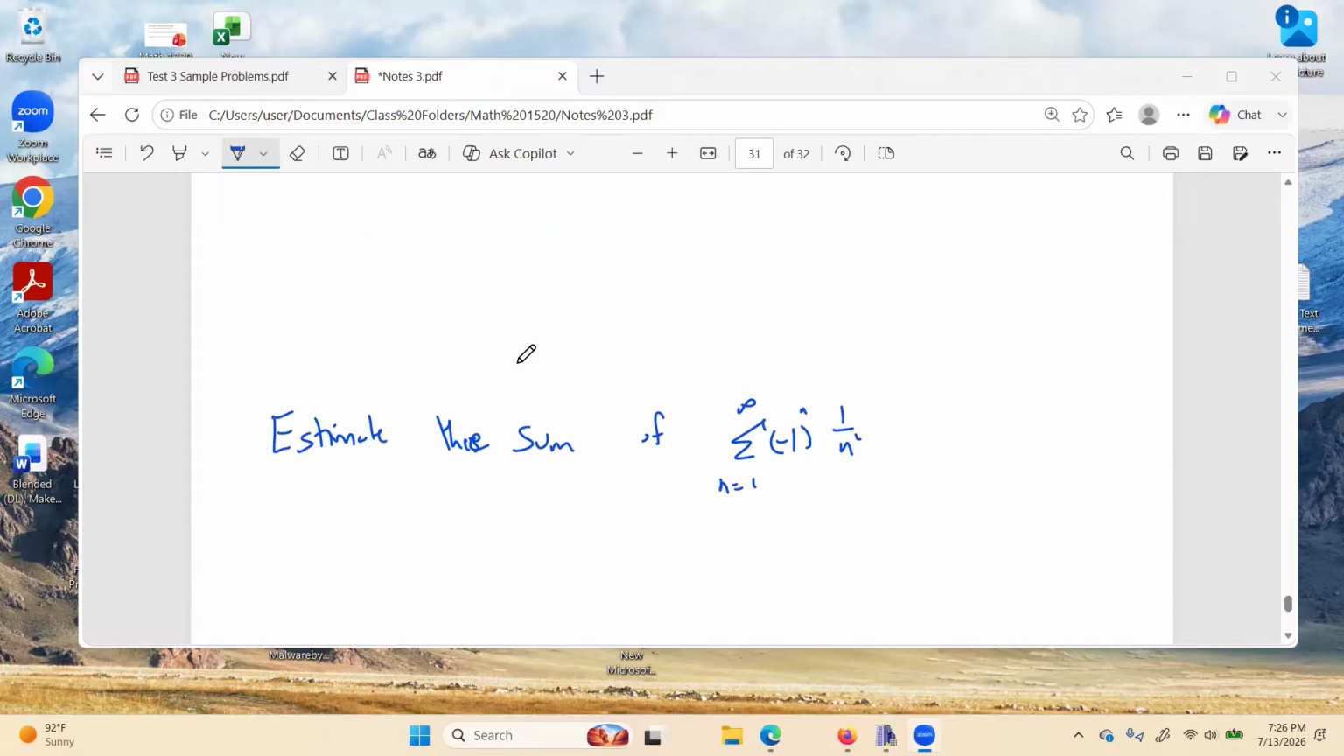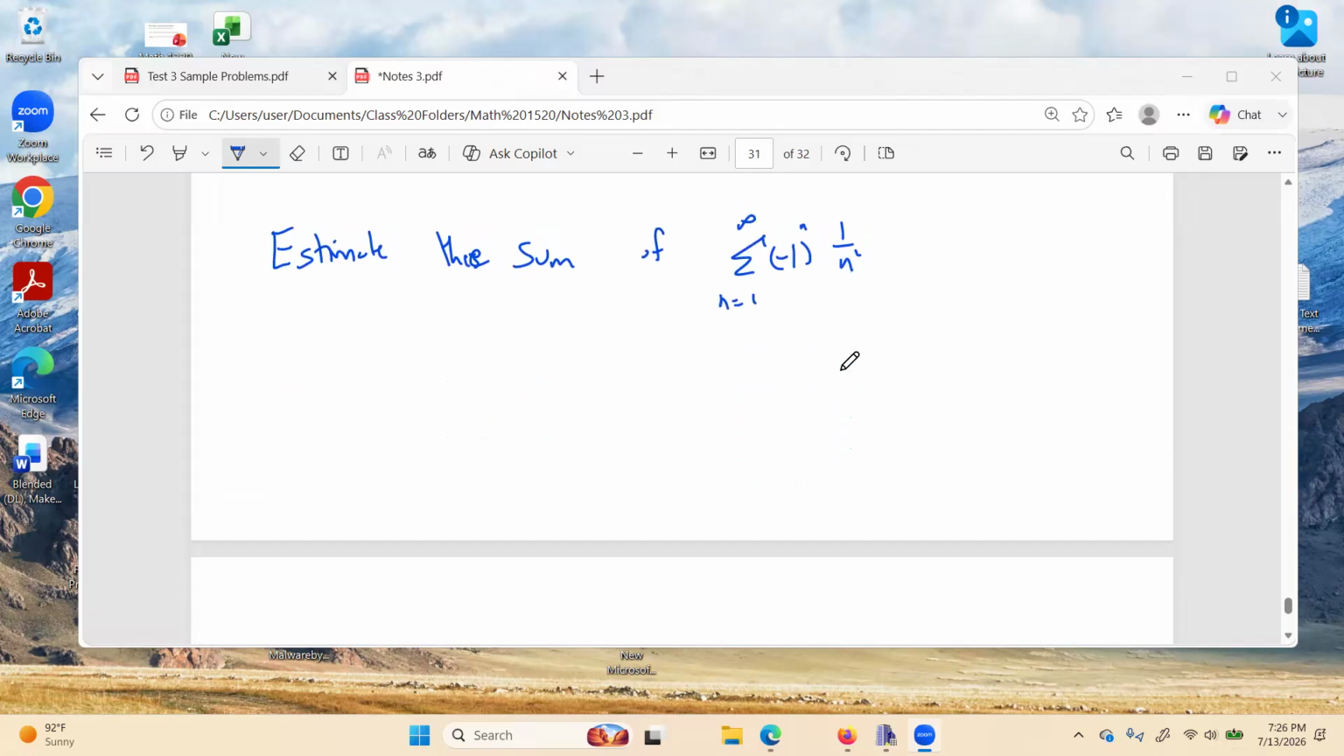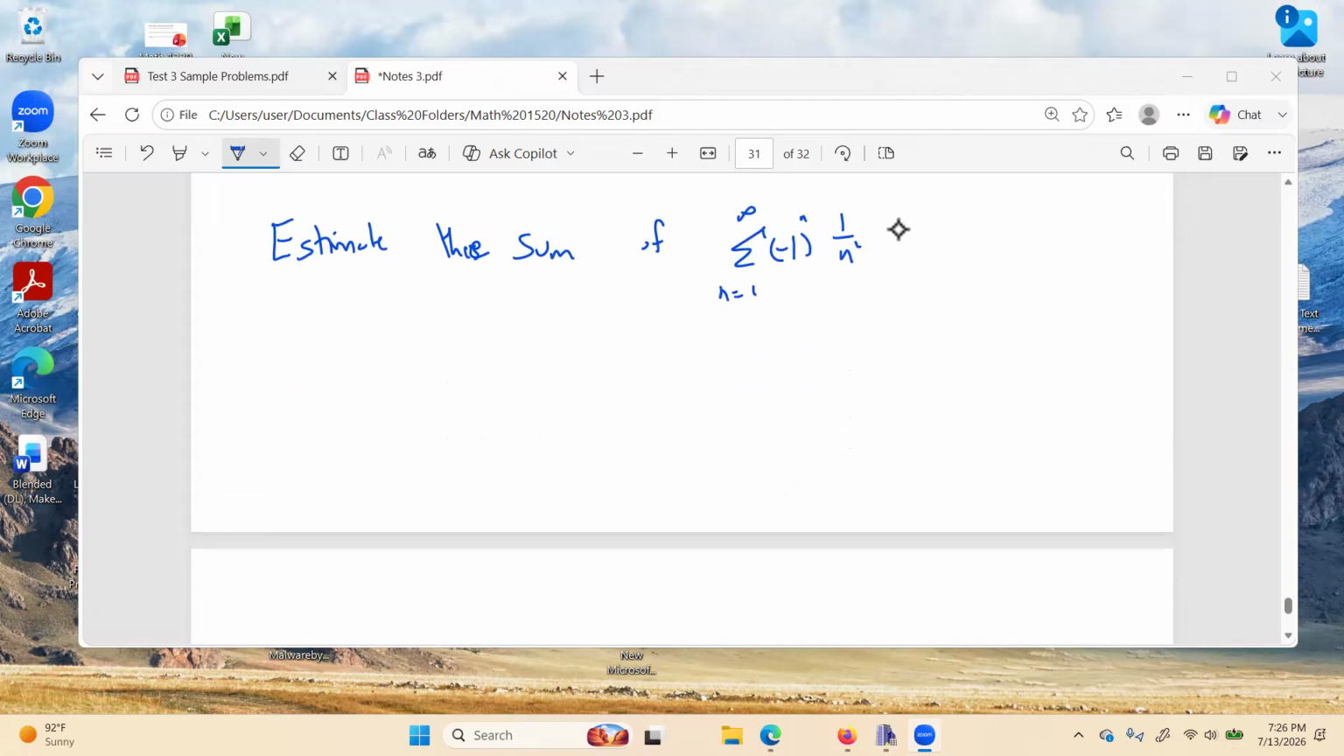So in this problem, we are to estimate the sum of the alternating series, the summation from n equals 1 to infinity of negative 1 raised to the nth power times 1 over n squared, using the first four terms.